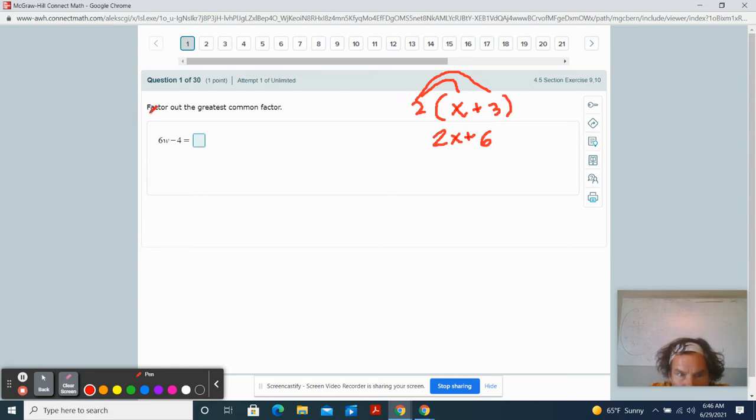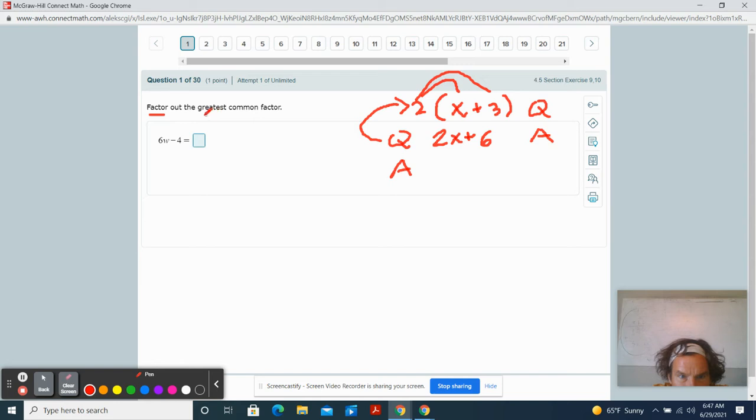What factoring is all about is it's going in reverse. So instead of this being the question and this being the answer, what we do is say this is the question and the answer is going to be the factored form of this. So we want to go from the non-factored form to the factored form.